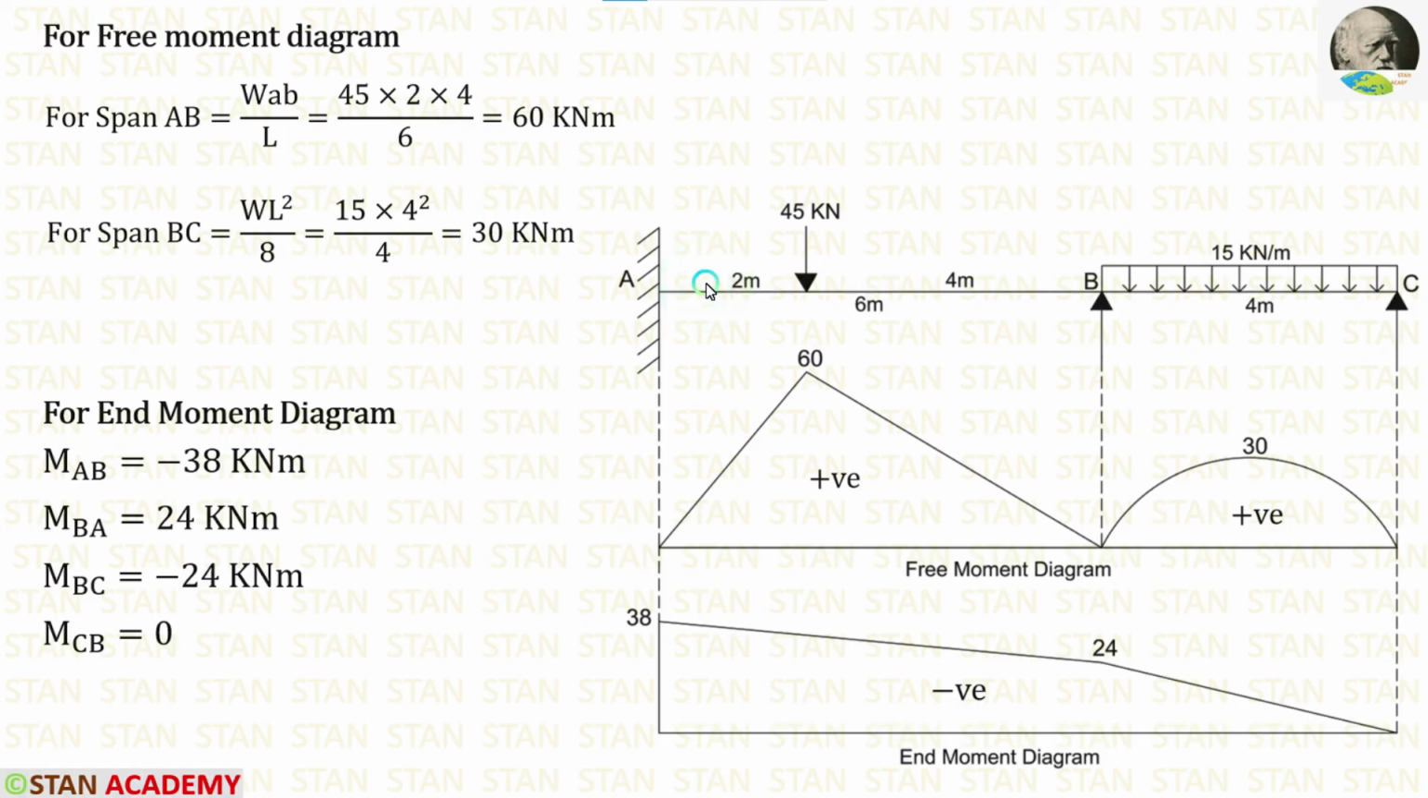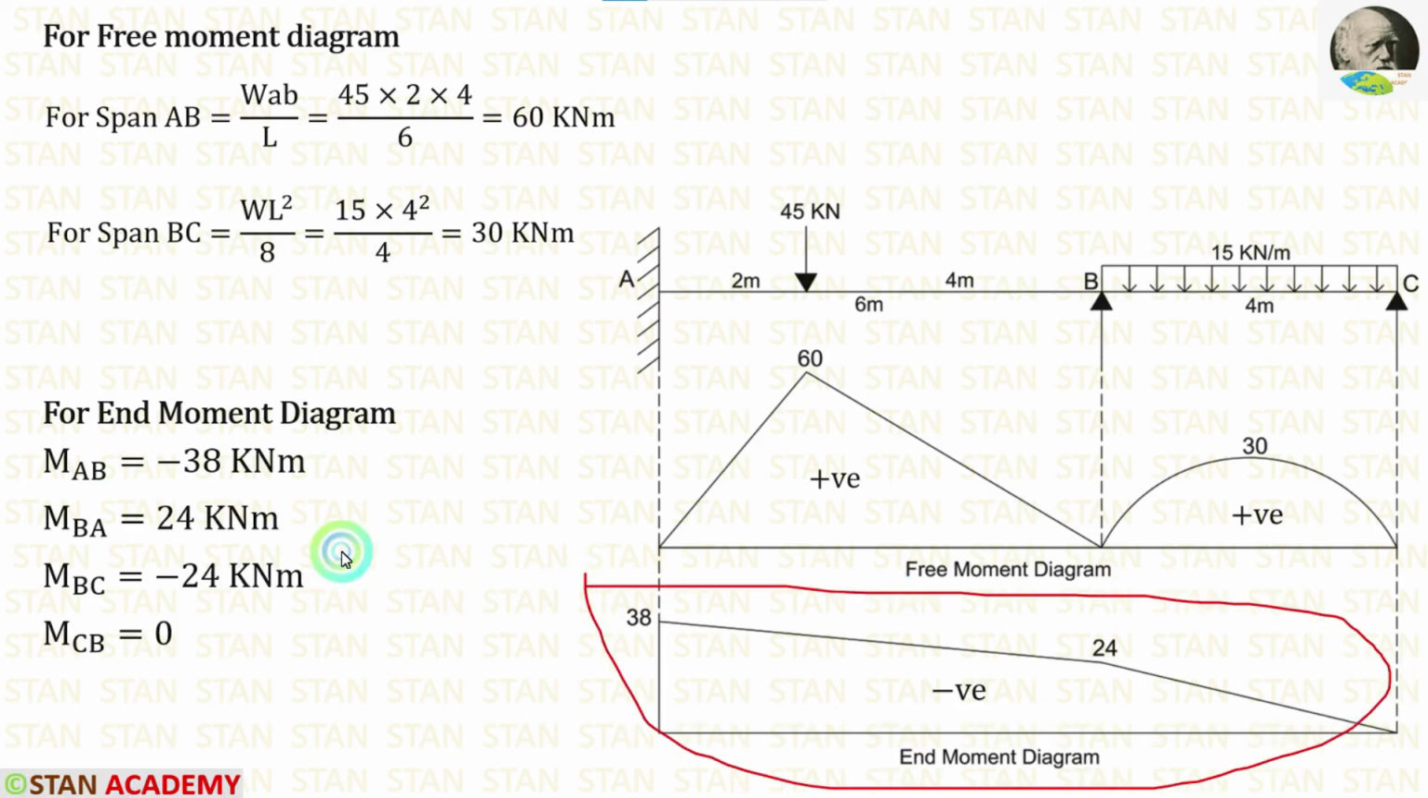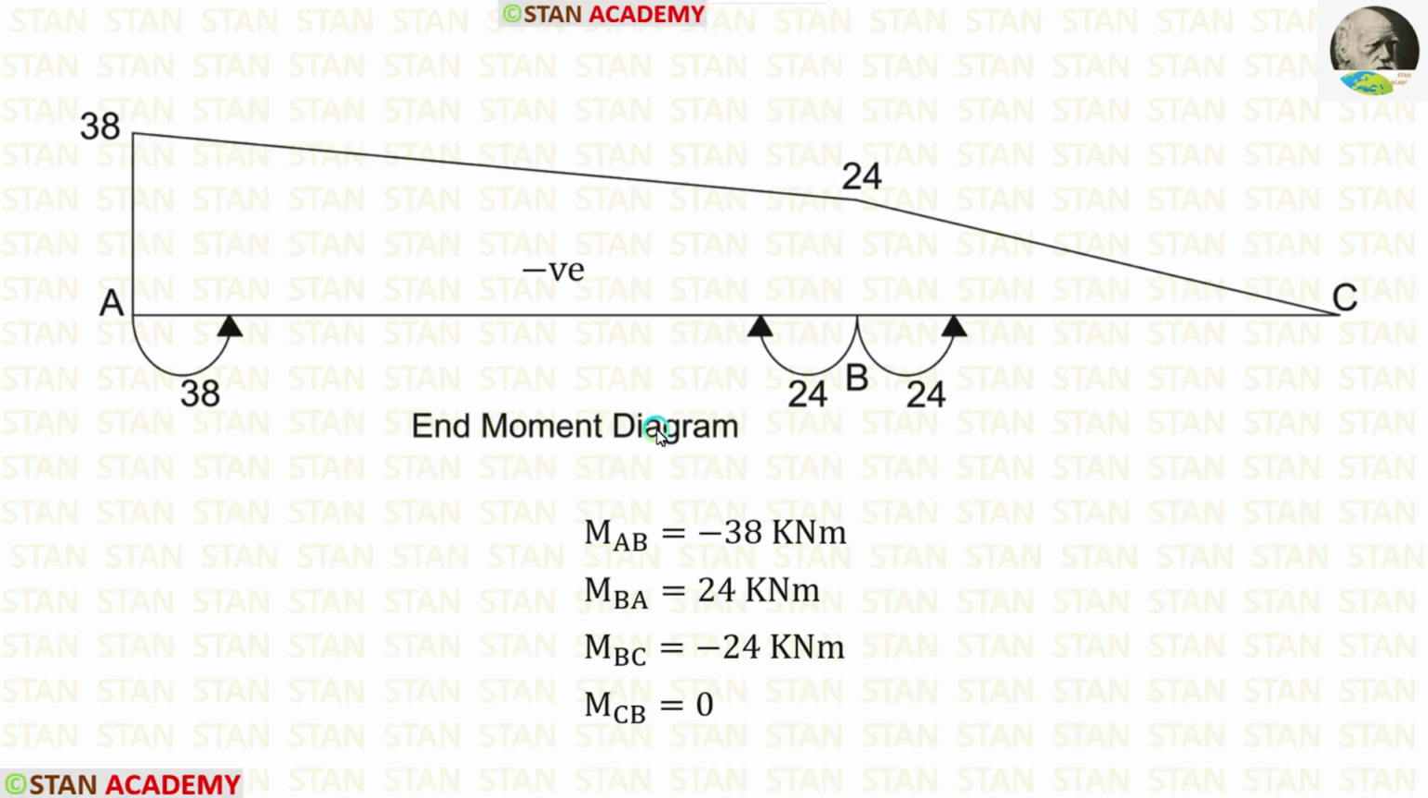In the simply supported beam, we know that if the point load is acting, the bending moment diagram will be in the shape of a triangle. If UDL is acting, the bending moment diagram will be in the shape of a parabola. Now let's see how to make the end moment diagram. Using the end moments, we have to make this diagram.